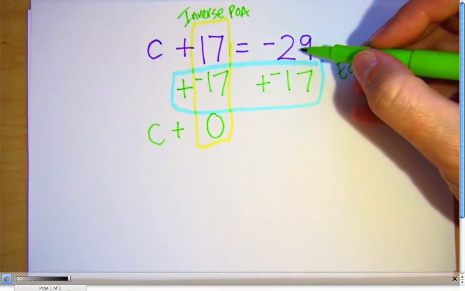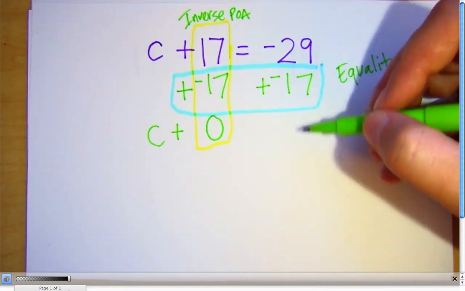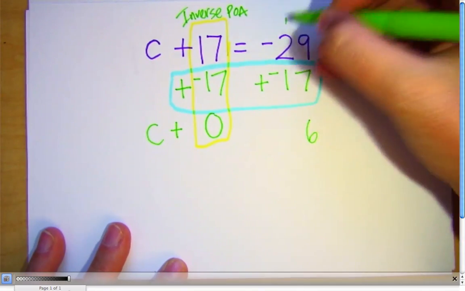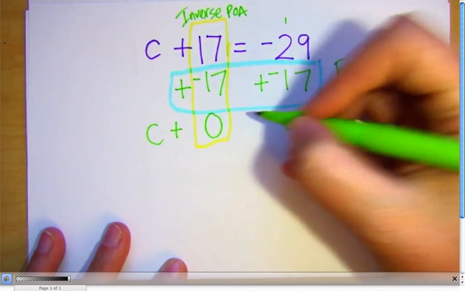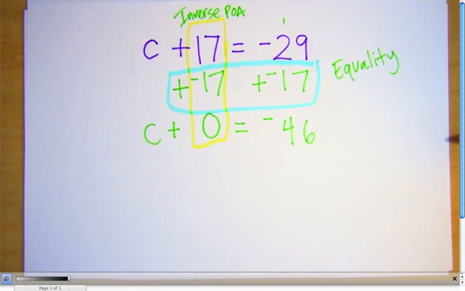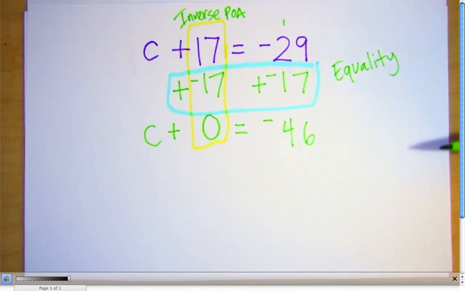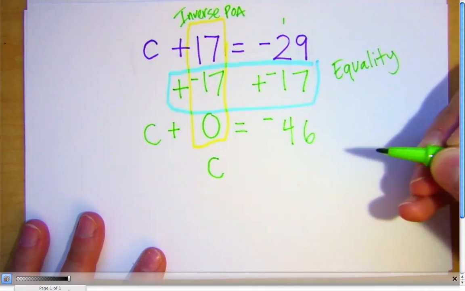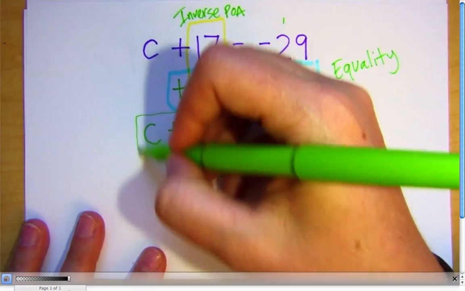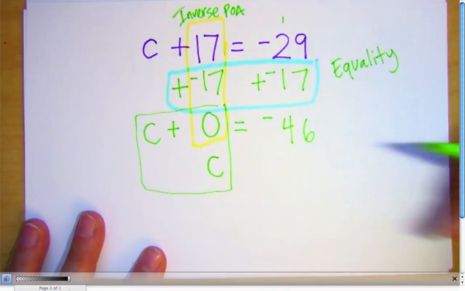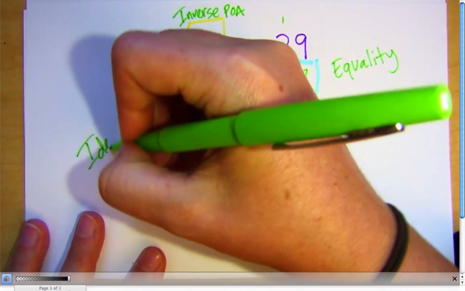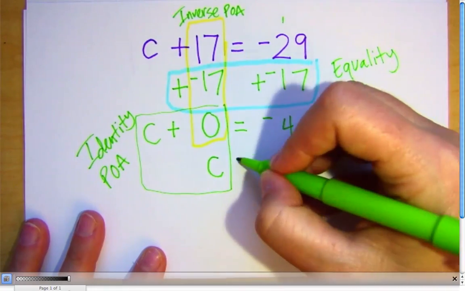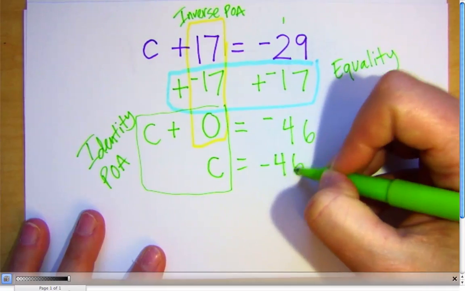So I go ahead and do negative 29 plus negative 17. When I add two negatives, it's just going to be a bigger negative. Carry my 1, I get negative 46. So c plus 0 equals negative 46. Now we know that c plus 0 is really just the same thing as c. Remember that c plus 0 and c are the same thing. That's the identity property of addition. So that really means that c equals negative 46.